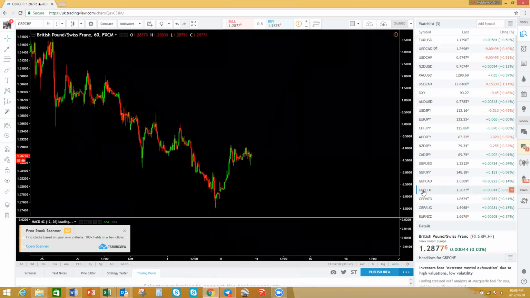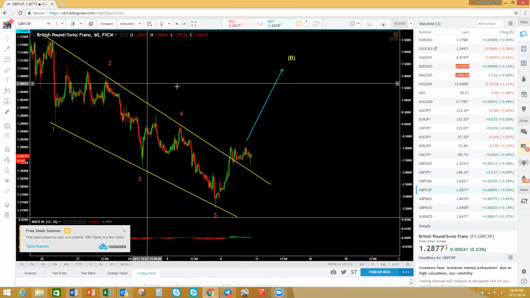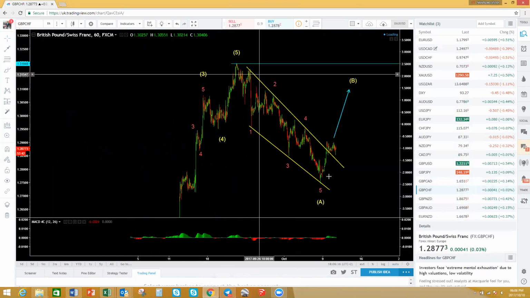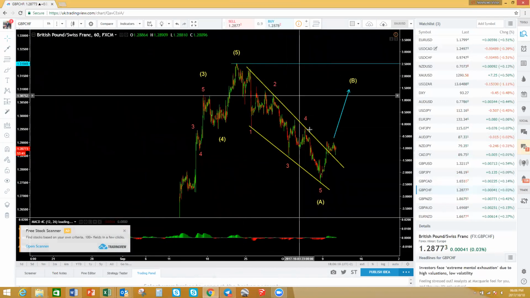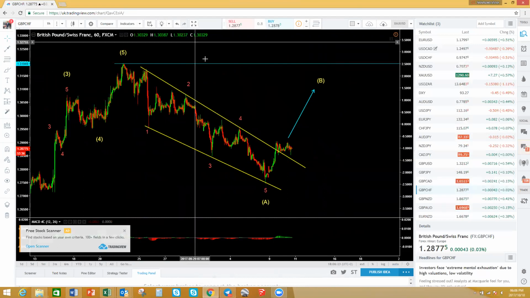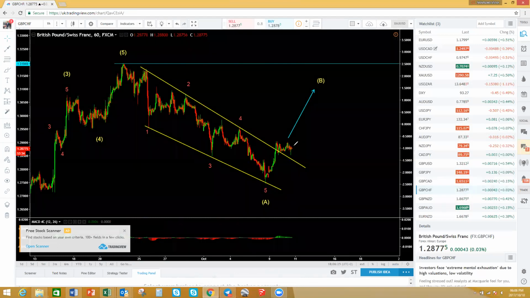So the pound is showing one thing, all of them, exactly the same as pound CAD. You can see a downtrend with a diagonal, 1, 2, 3, 4, 5. What does it do now? Impulse, and now it's making a flag. So maybe tomorrow, early hours of tomorrow, or even later tonight, and I'm talking South African time.